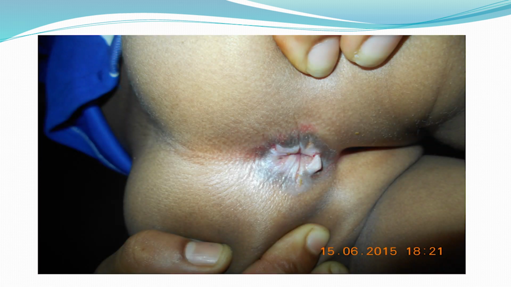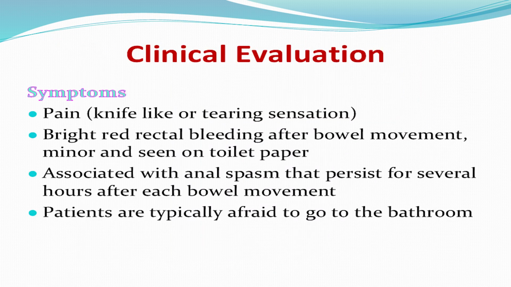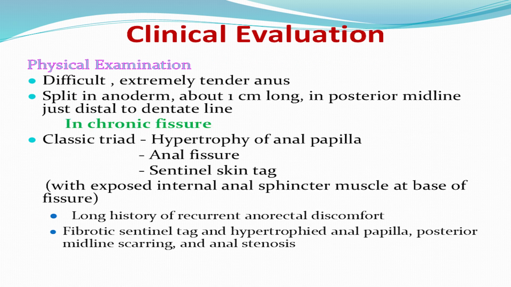So this is again one type of fissure, and this is a small child. This happened because of wet nappies and fungal infection over there. And clinical evaluation, as you all know, its symptoms everybody knows. I will skip this slide. And physical examination, again I will skip this slide.